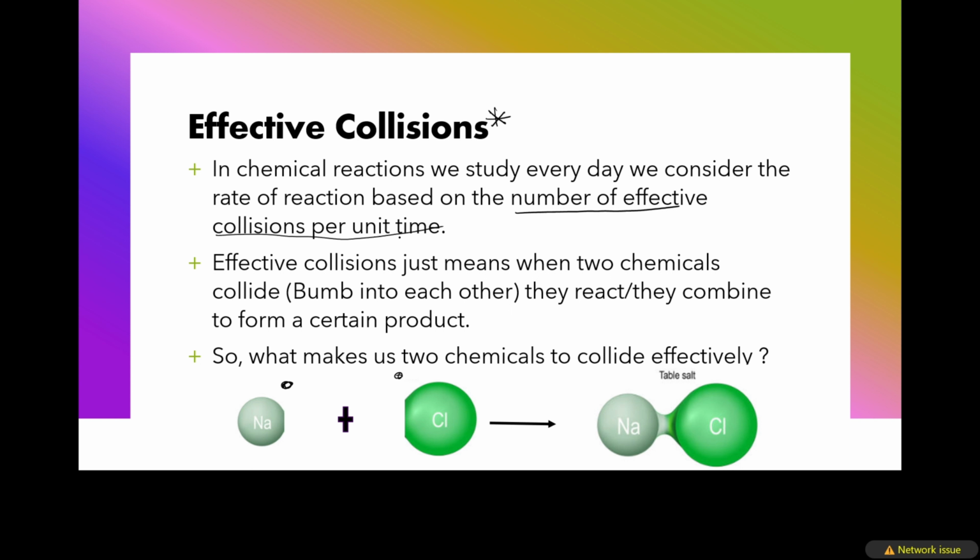So a collision is considered effective when these two reactants combine successfully to make a product. Effective collisions just means that two chemicals are bumping into each other, or colliding into each other, and when they collide, they combine to form a certain product. So what makes those two chemicals collide effectively? There are certain factors that contribute to effective collisions.